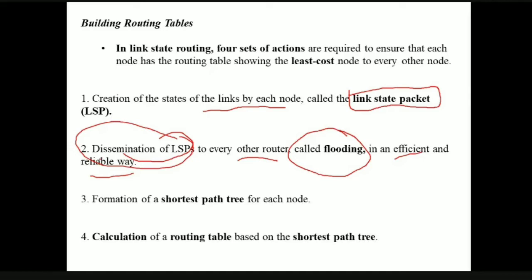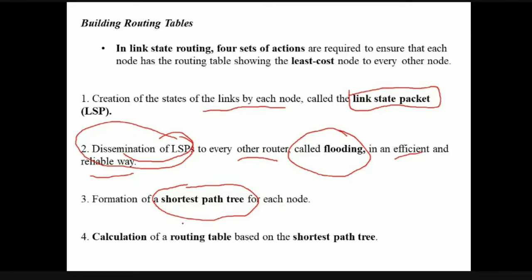Now, the third step will be the formation of the shortest path tree for each node. After disseminating LSPs, what should be done for the packet to go from source to destination? Obviously, we will be looking for optimum cost. So we are going to find the shortest path tree for each node for the packet to reach the destination in minimum time.